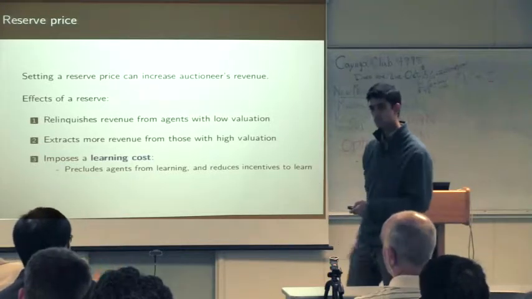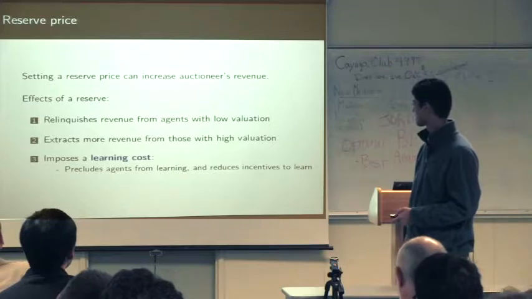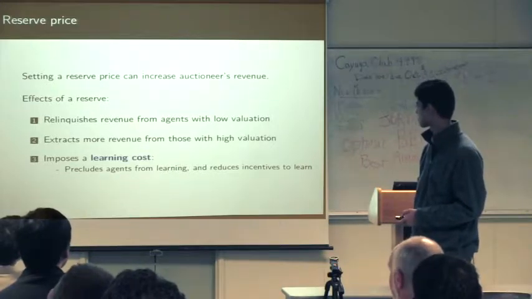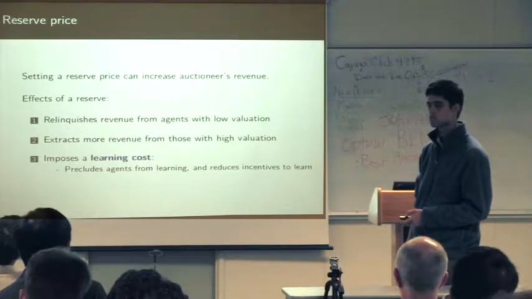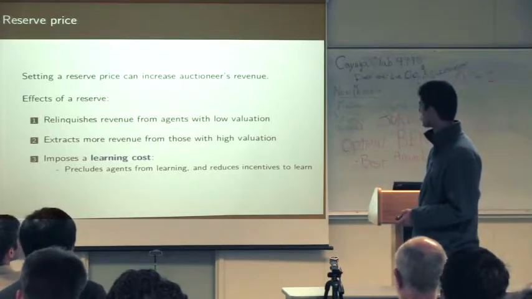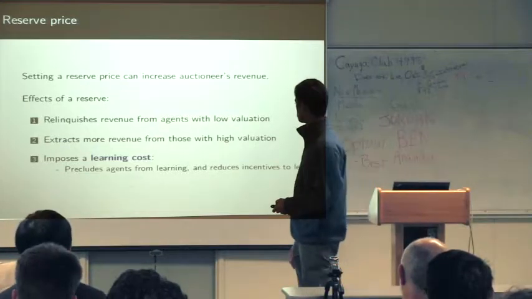I have a question about number 2. I understand number 1, but if I know that my valuation is greater than the reserve price, then why would I try to bid more? I don't get why auctioneers can expect more revenue from those bids.